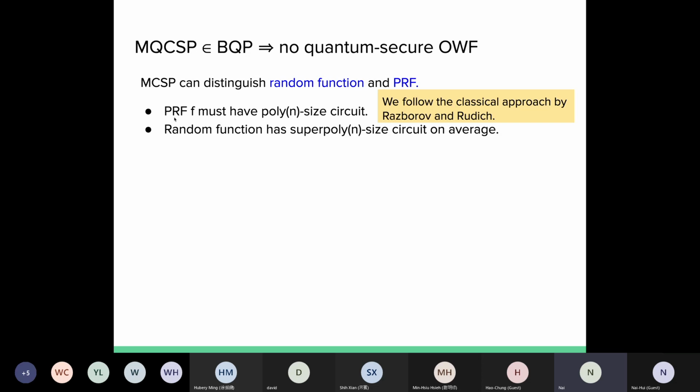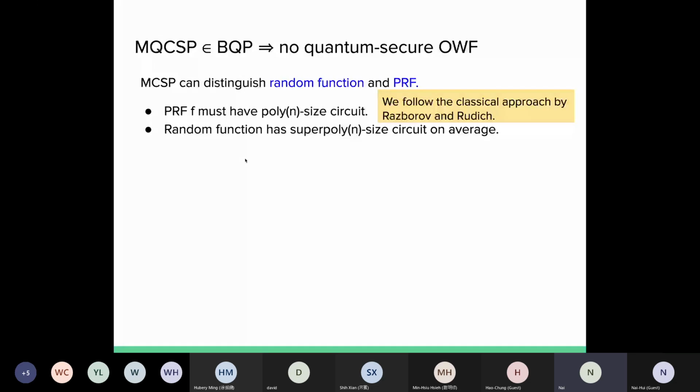So probably I should define a pseudo-random function. A pseudo-random function means that if you are given a truly random function and a function generated by some efficient procedure, you should not be able to distinguish these two functions if that procedure is a pseudo-random function procedure. Because the pseudo-random function is generated by some efficient procedure, it must have a small size circuit, like a polynomial size quantum circuit or a classical circuit that generates that function.